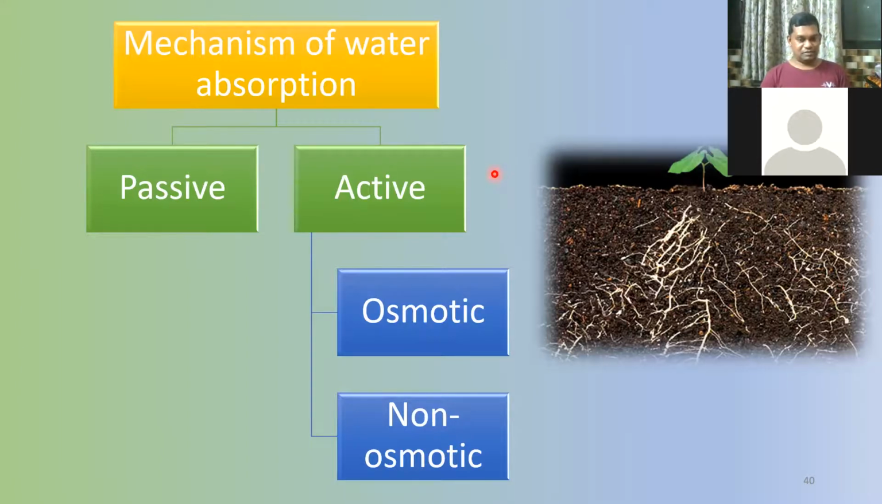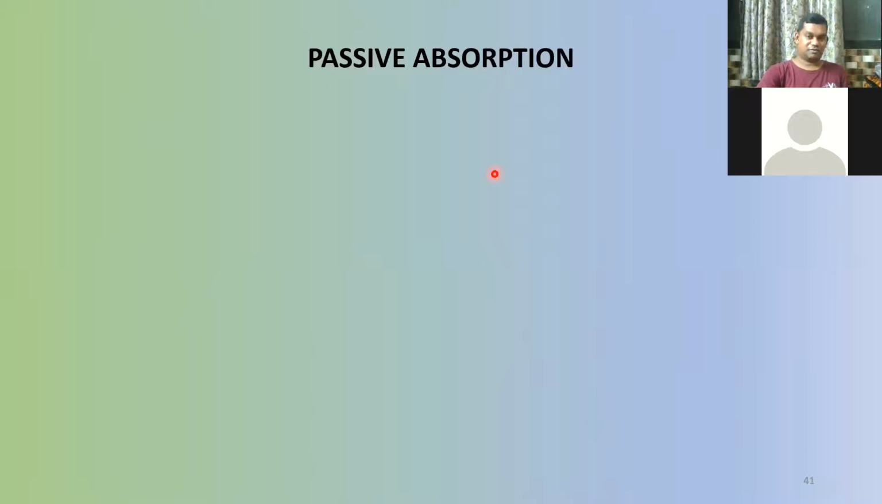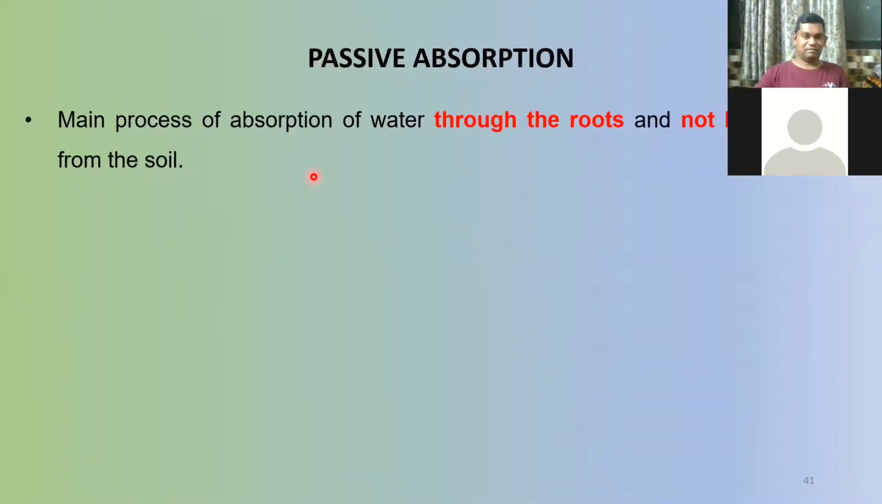Understood this? Understood well. So what is passive absorption? Passive absorption means it is the process of absorption of water through the roots and not by the roots. There is a difference. Through the roots, it will come without spending energy.